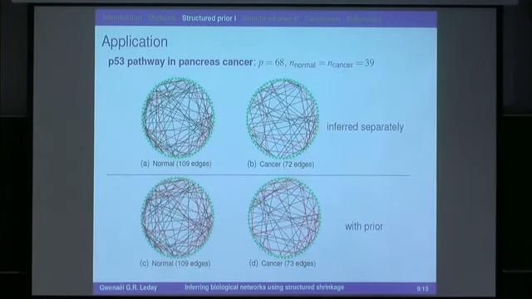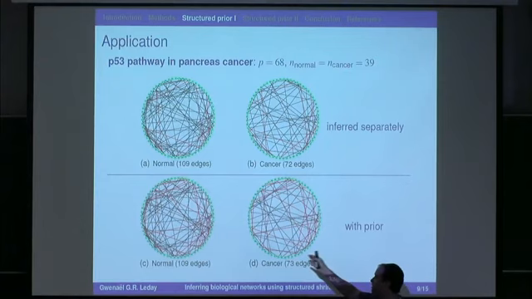So here's an example on the P53 pathway in pancreas cancer. It's a very important pathway in cancer, and it's about 68 genes. On the top, we just make inference separately for the normal samples and for the cancer samples on the right. What's different in the bottom is that here we use the prior network on the normal for our inference on the cancer samples.